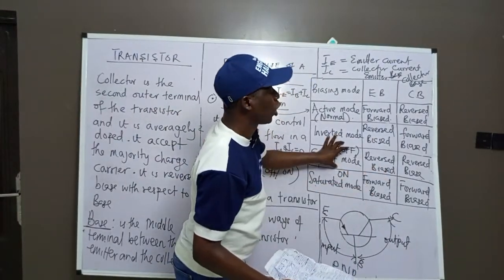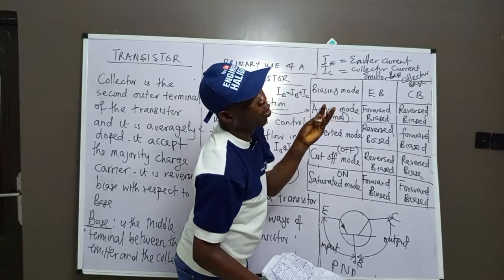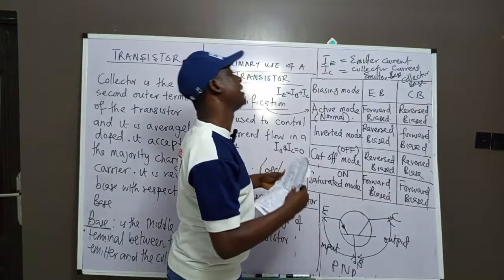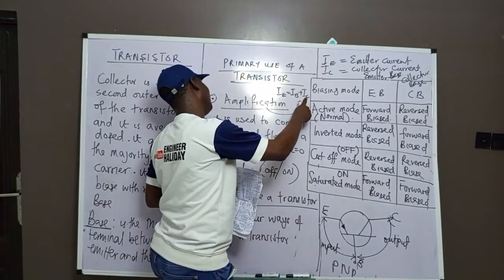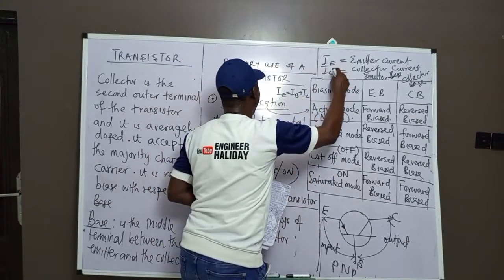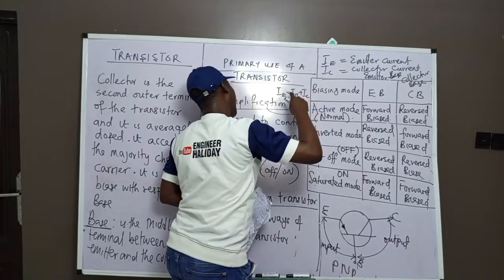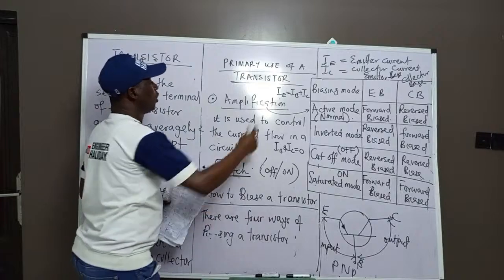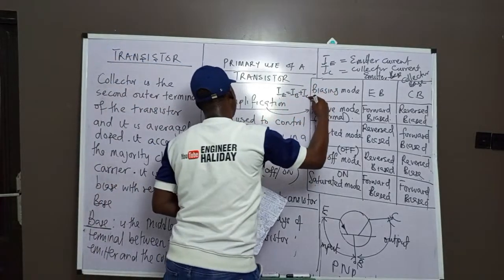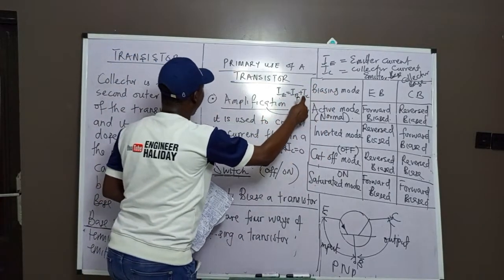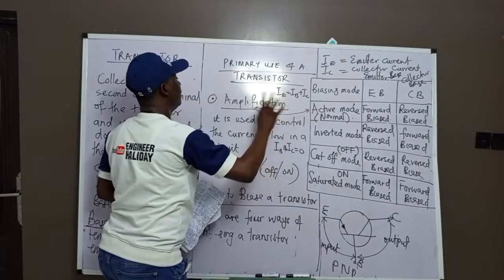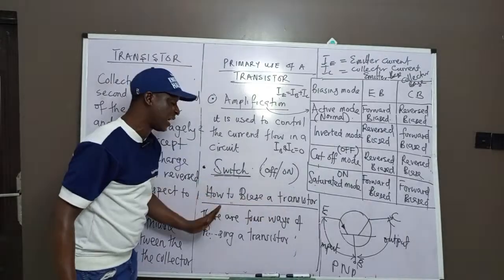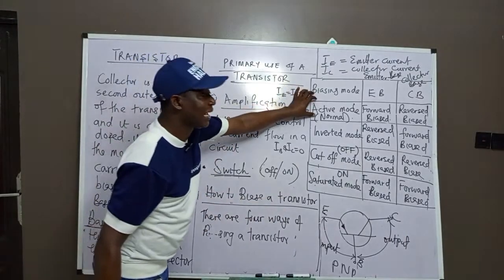What about in the cutoff mode? The collector current and the base current are equal to 0. In fact, if the collector current and base current are equal to 0, that means IC is 0, IB is 0. That means IE will automatically become 0, because 0 plus 0. I say IB plus IC is equal to IE. Please take note of that. And I've also said, how many ways can we bias a transistor? 4 ways. What are the ways?